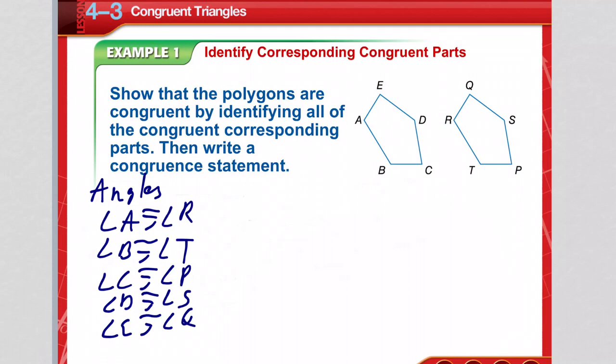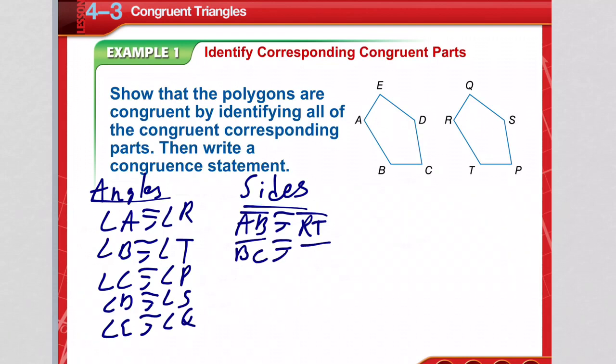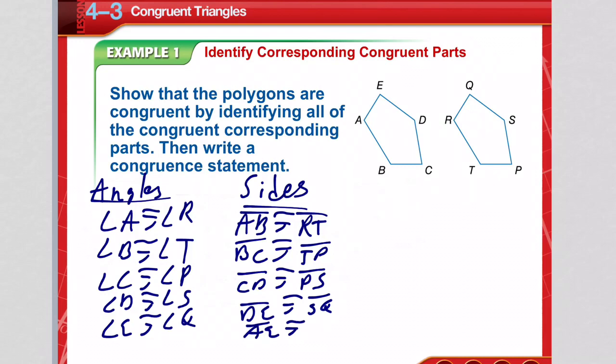Now, I also need to know that all 5 sides are congruent. So I need to name them as well. If I start with side AB, it is congruent to side RT. And then work my way around. Side BC is congruent to side TP. Side CD is congruent to side PS. Then side DE is congruent to side SQ. And then side AE is congruent to side RQ. So I have now named all the angles and all the sides.